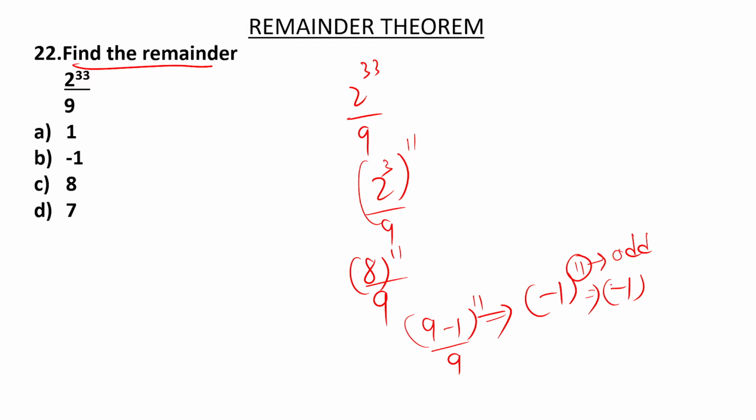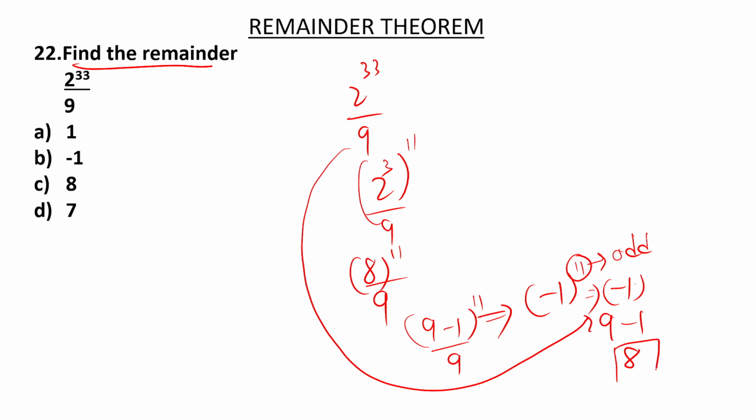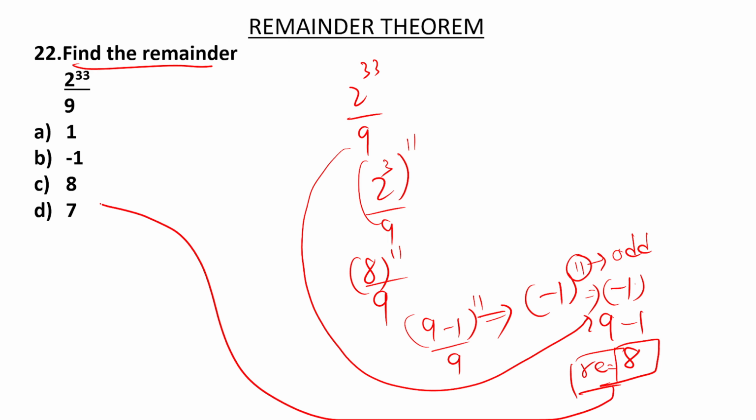But as you all know, remainder can never be minus 1. So what we are going to do is use this value and separate this value again. 9 minus 1, we will get 8. 8 is our final remainder. Final remainder, there you go, option C. That's how you do it. I hope you understand it.